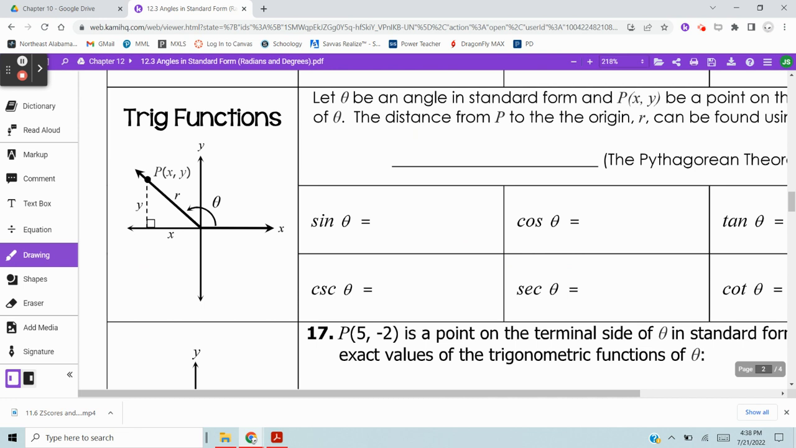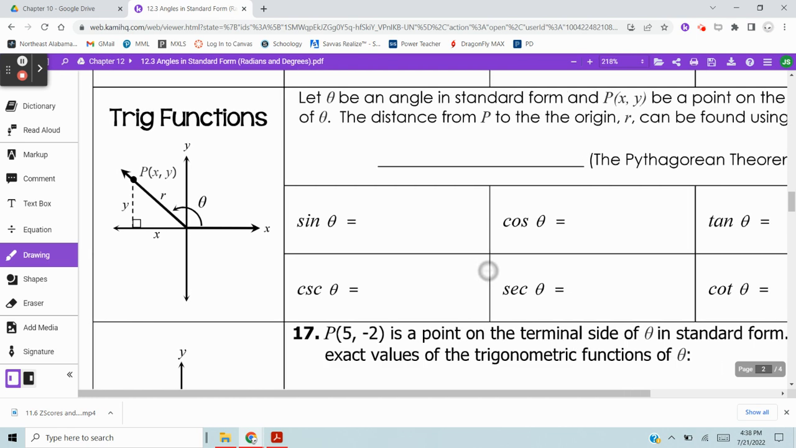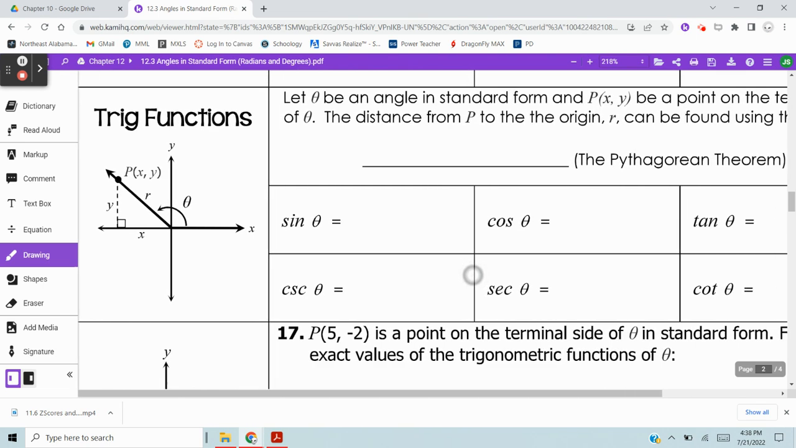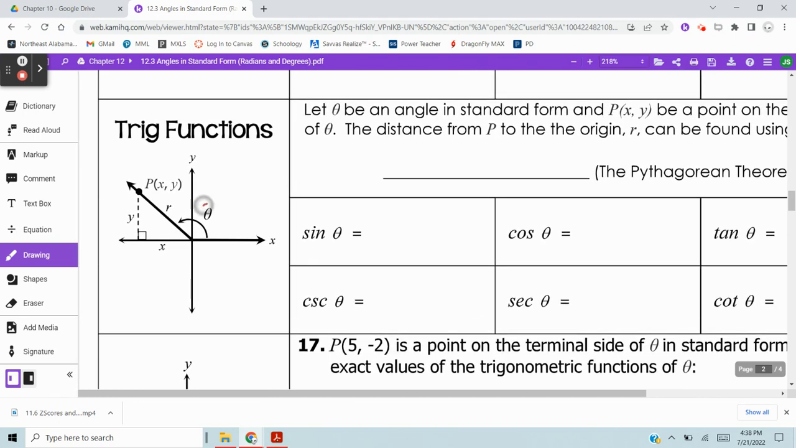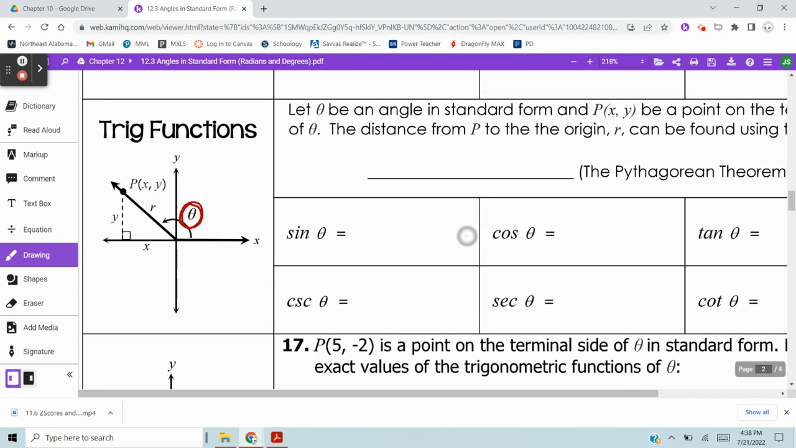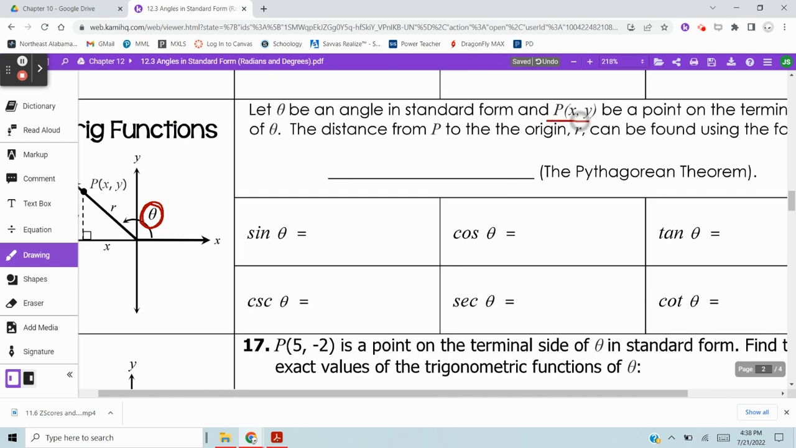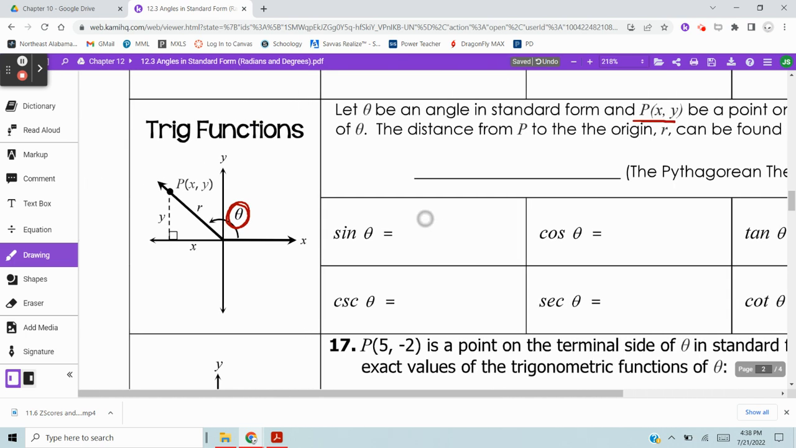Okay, for this next section, there's nothing new. I just want to warn you not to overthink this because it's the same thing that we've been doing, except we're going to use a little bit different notation. It says let theta be an angle in standard position. So we have our theta here. And we're going to let this point, x y, be some point on the terminal side.